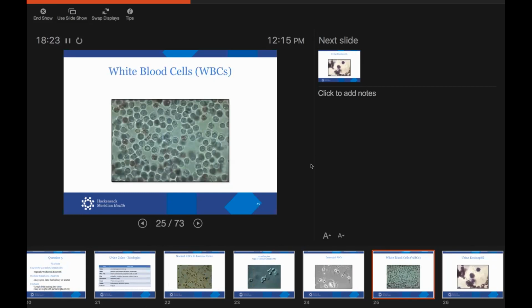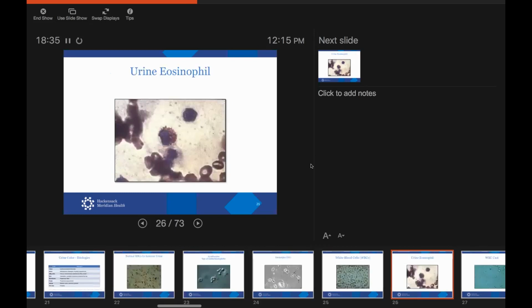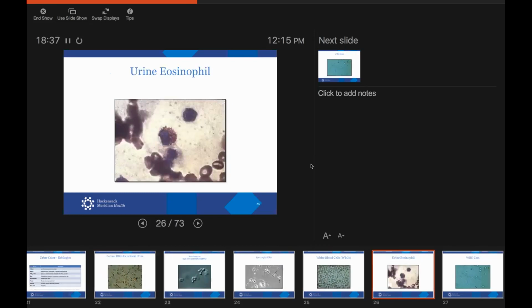All right, that's a picture of white cells in the urine. Okay, so the reason I'm showing these pictures is when you look under the microscope, because nobody looks anymore, they just look on the computer. Nobody goes to the lab. But this is what they expect you to know. These are normal white cells in the urine. That's a urine eosinophil, okay? Those pink granules.